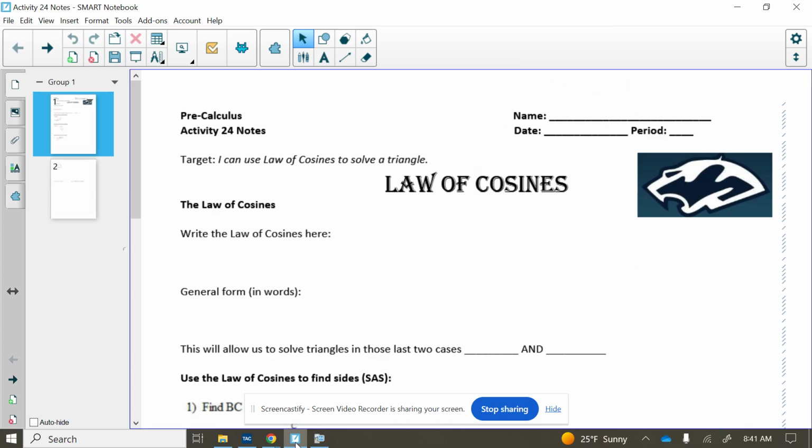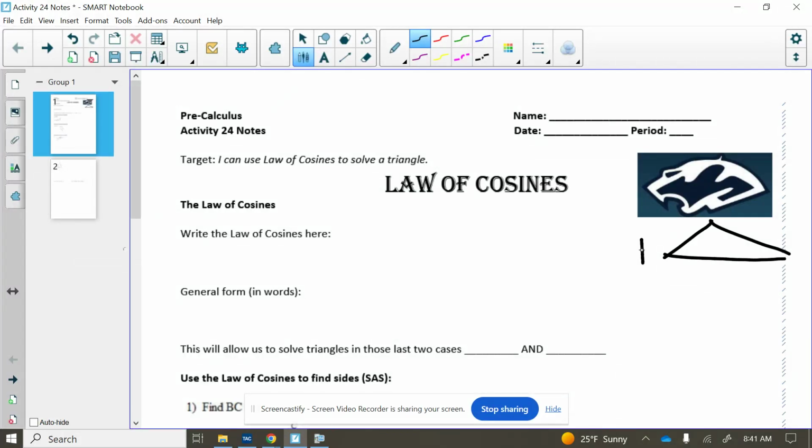Today we are going to talk about the law of cosines. Now the law of cosines is going to be used when we are given an oblique triangle. So that's basically our non-right triangles. And we can think about this as just a triangle with angles A, B, and C.